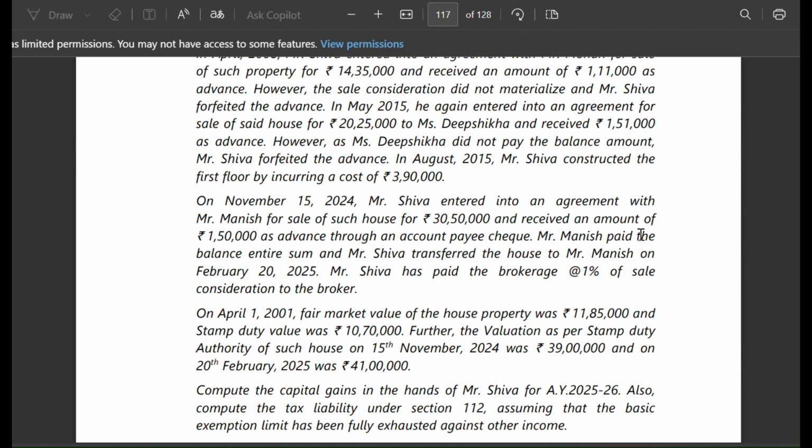Like this you should match every concept with the answer, then only you will be able to remember those provisions clearly.